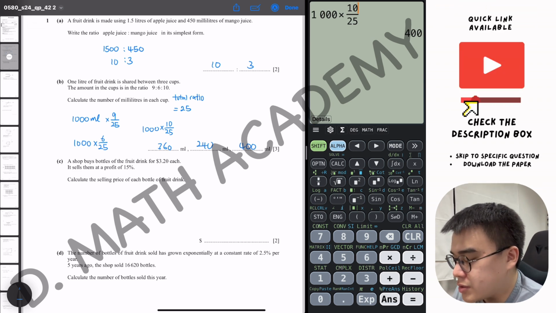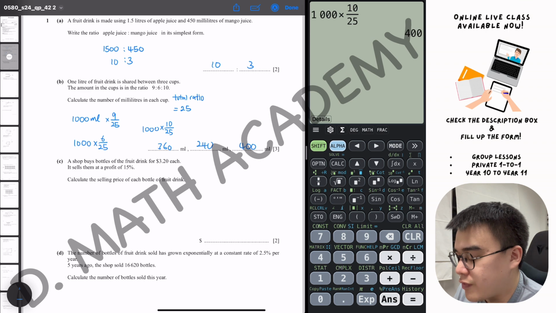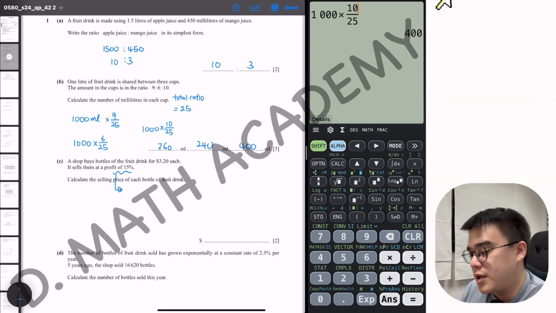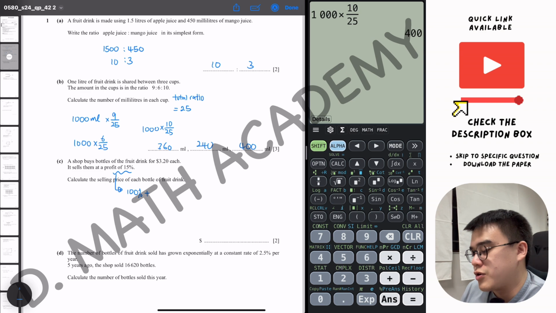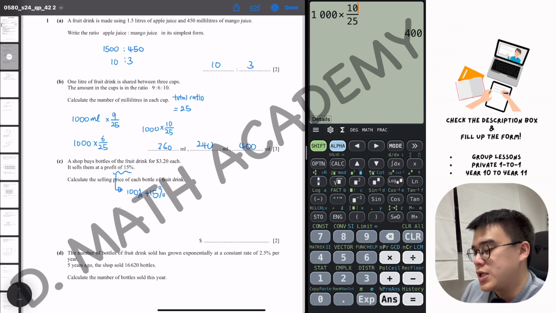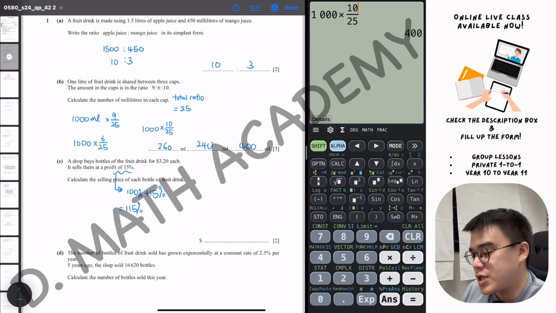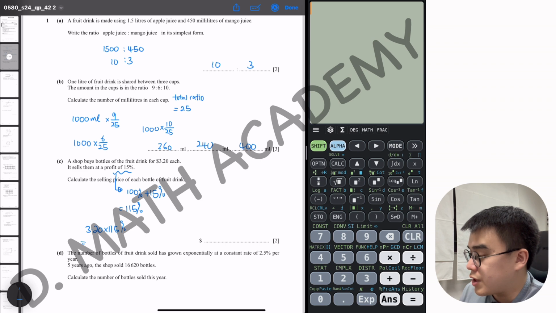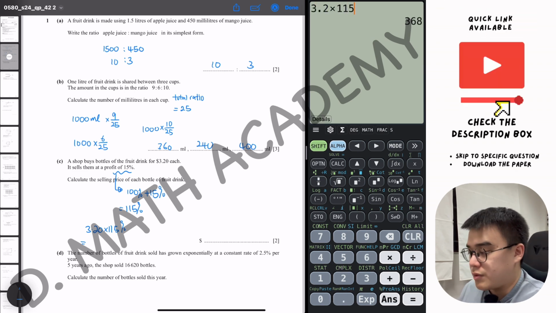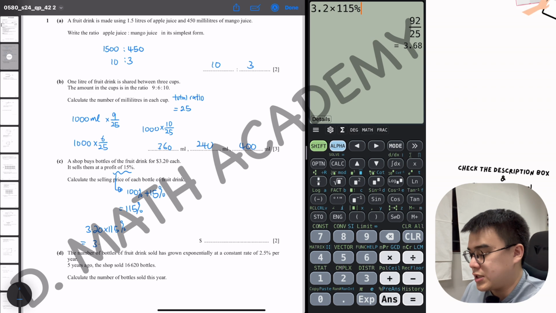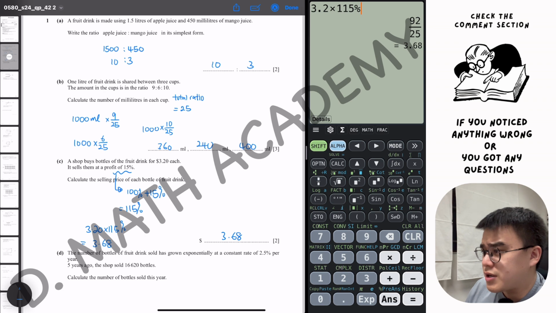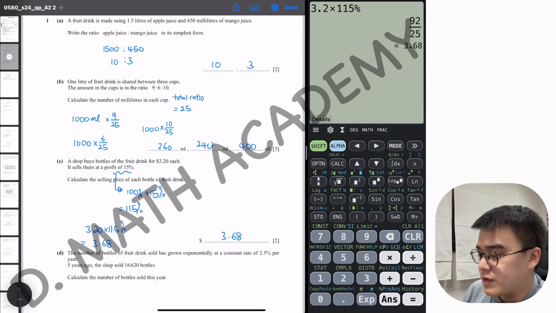A shop buys bottles of the fruit drinks for $3.20 each and sells them for a profit of 15%. So a profit of 15% means that the price is now marked up on top of the 100% that it originally was worth, $3.20. So it's basically 115%. Just take and multiply it up. You should be able to get your answer here. So 3.2 times 115%, you get your final answer as 368. Okay, so far everything seems pretty generic. Not something that we haven't seen before.